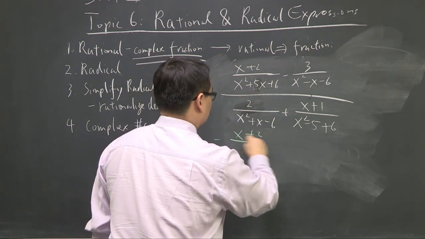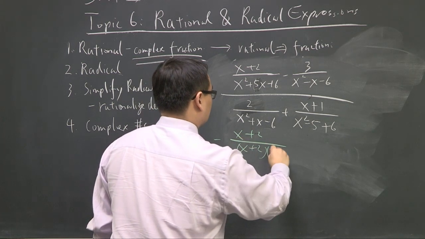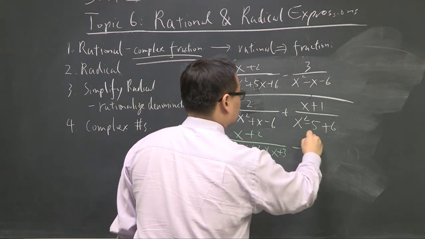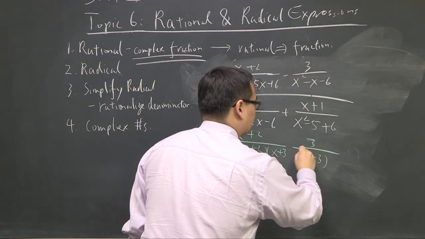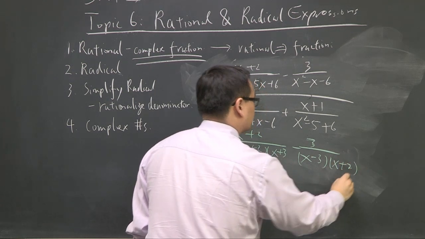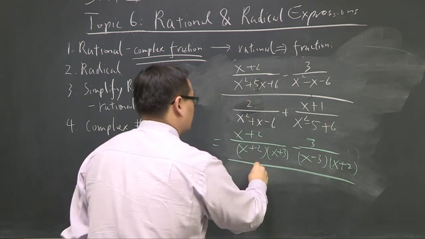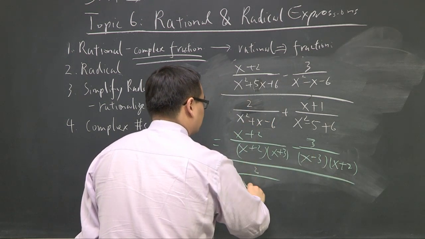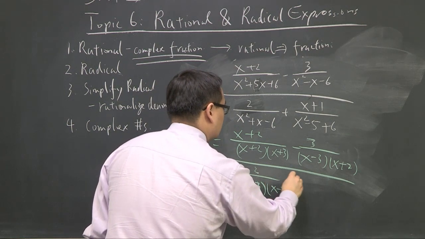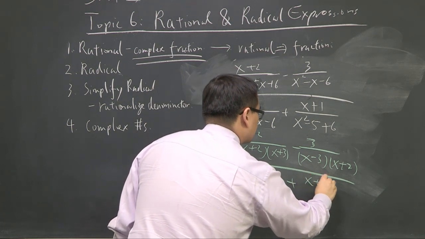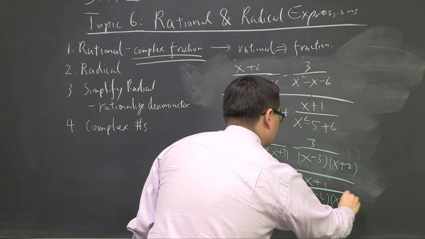So it becomes x plus 2. If I factor this, I'm going to get x plus 2, x plus 3. Bingo. Minus 3 over x minus 3, x plus 2, right? There we go. One more. Here, 2 divided by x plus 3, x minus 2, and here plus x plus 1 divided by x minus 2, x minus 3.